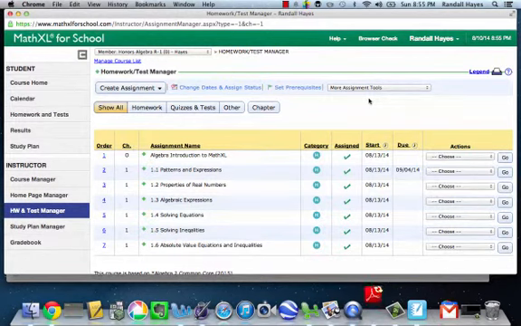Hi, this is Randall Hayes from Webb City High School, and what I'd like to do is show you a little bit about what MathXL for School is going to do for us this year.